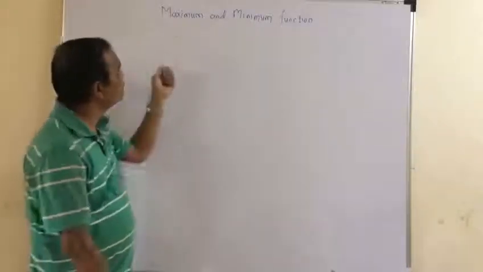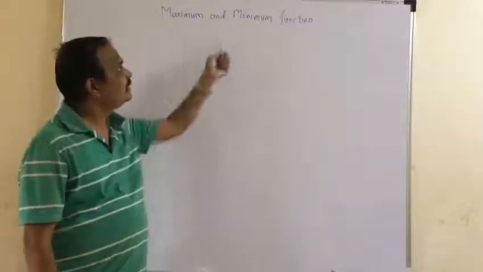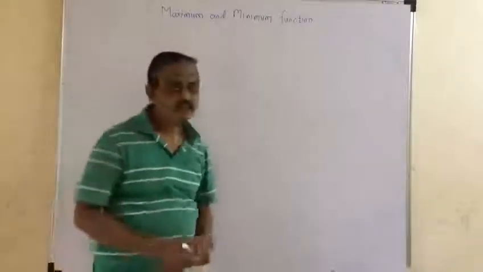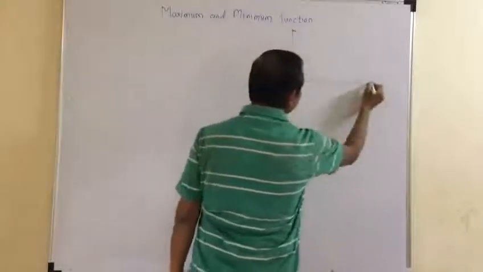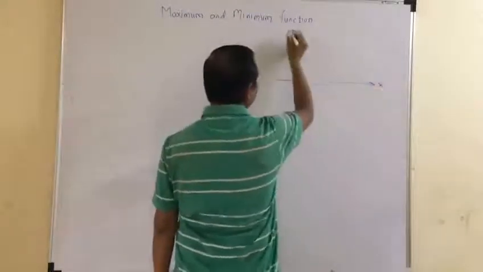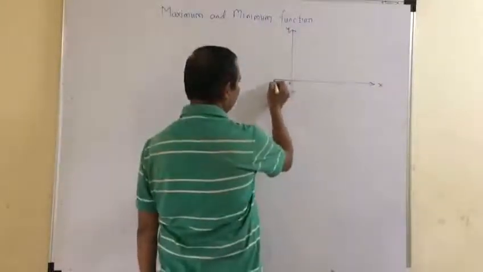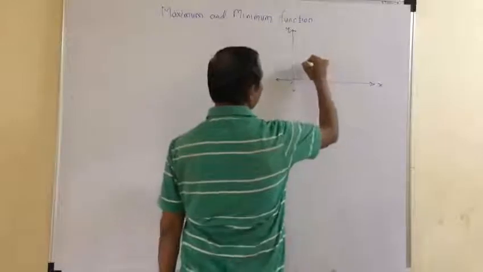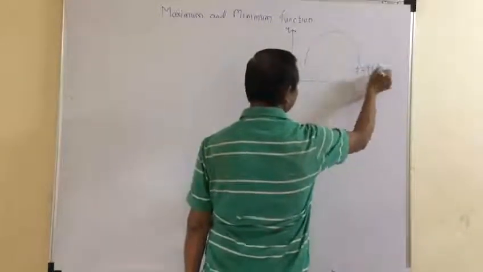Today we learn maximum and minimum function. A function is said to be maximum and minimum if, first, we draw a coordinate system as x-axis and y-axis. Suppose this is a curve representing any function like this.